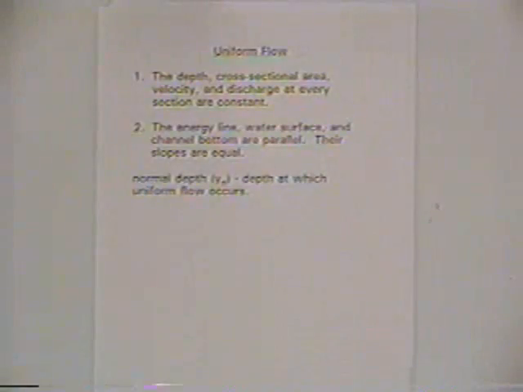So if you picture a channel, whatever shape and form it may take, uniform flow means that all the flow characteristics are the same along the length of the channel. And then if you visualize the energy diagram, that means that the slope of the energy line, the slope of the water surface, and the slope of the channel bottom are all parallel. By definition, normal depth is just the depth at which uniform flow occurs.